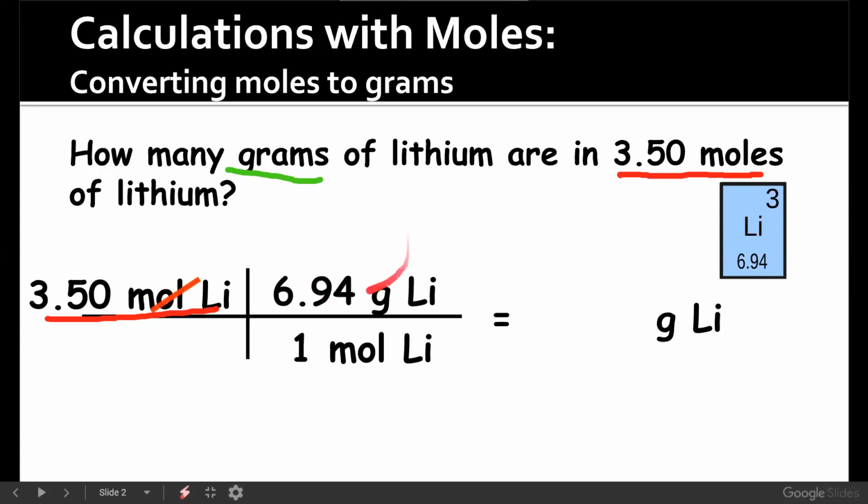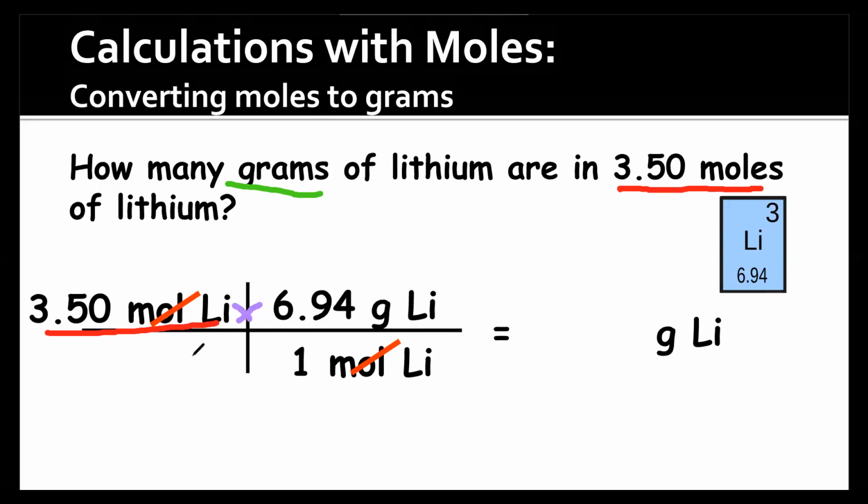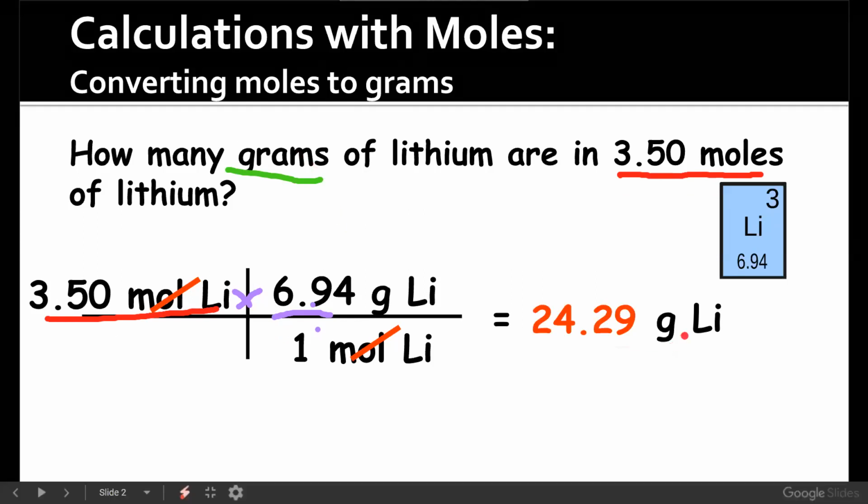We're then going to cross out our same units. And the way these work, and I think most people have this by now, is anything on the top you're going to multiply, and anything underneath is going to be a divide. So in this case, we're going to multiply 3.5 times 6.94, and that's going to give us our answer divided by 1. So what we're going to end up with is 24.29 grams of lithium.